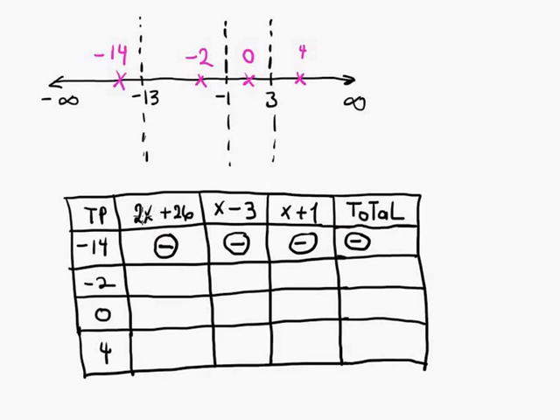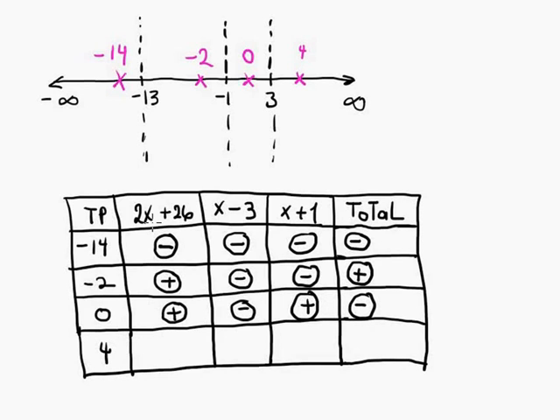Now negative 2 here is obviously positive. Negative 2 here is negative. Negative 2 here is negative. And we have two minuses, then it's positive. When you have an even number of negatives, the answer is positive. 0 is positive. 0 here is negative. 0 here is positive. Then it is negative.